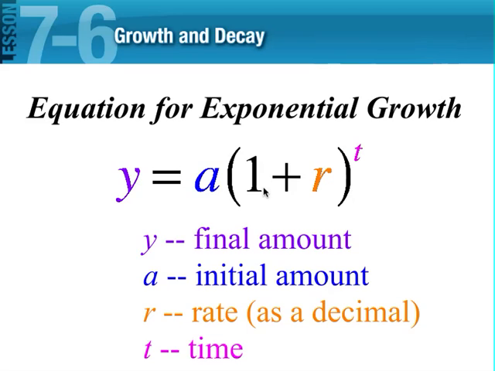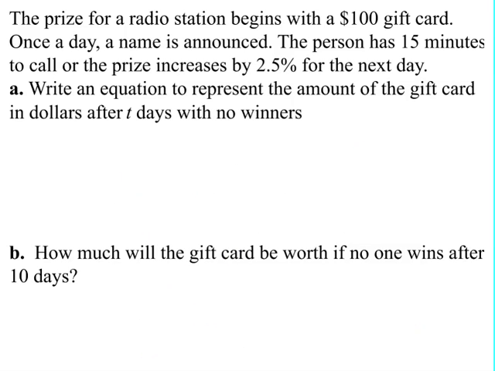Let's look at some formulas. You have a handout with the flip chart on there, and the first formula is an equation for exponential growth. The biggest thing you need to understand: y is your final amount, a is your initial amount, r is your rate as a decimal, and t is your time. So we know those four things. Let's look at an example based on that.